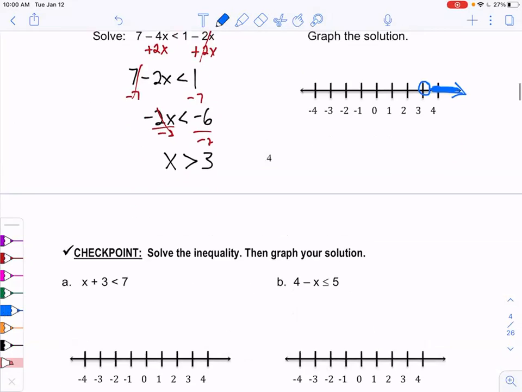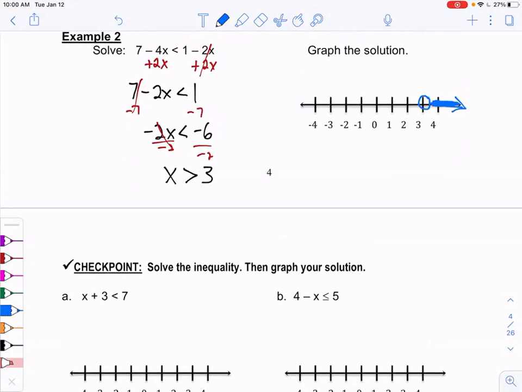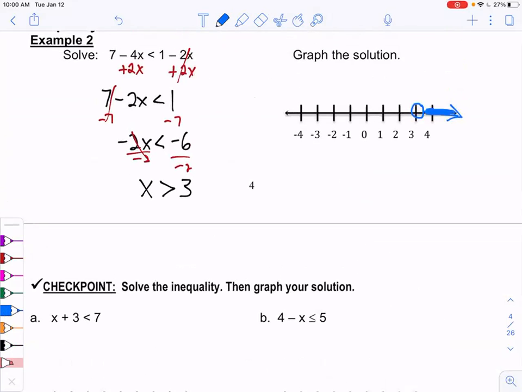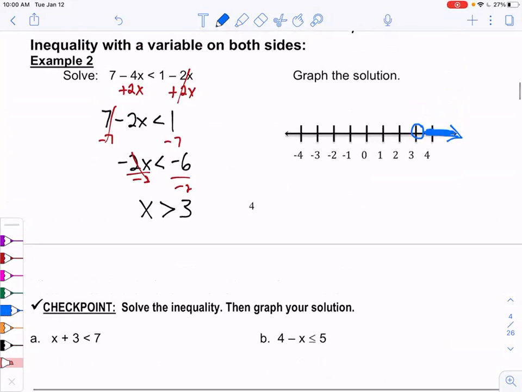And there should be 4 checkpoint examples at the top of the next page. See if you can work yourself through some of those checkpoints. We're around to help. If you're online, we can answer questions for you. If you have questions about example 2, let us know as well.